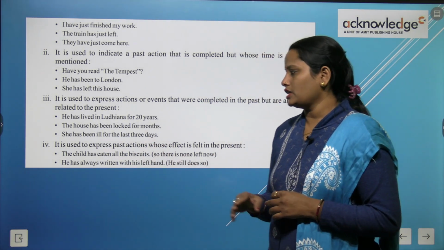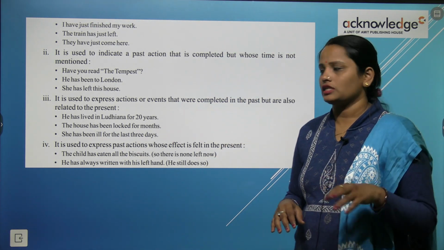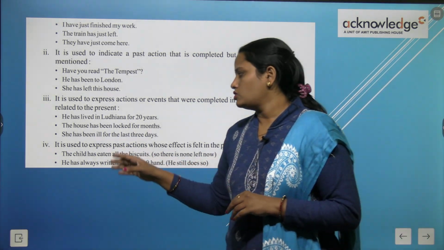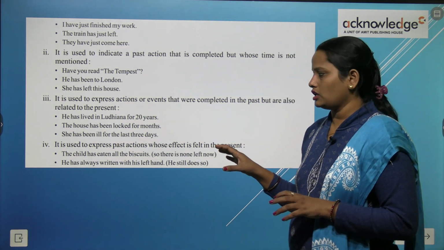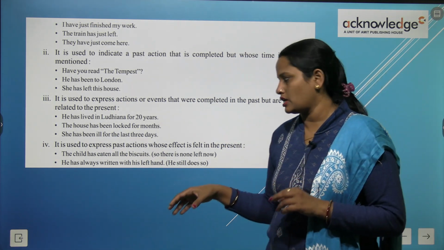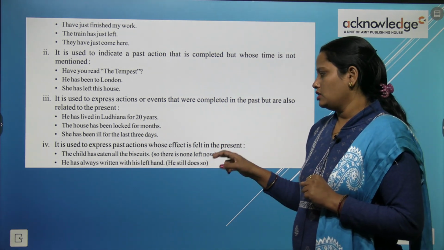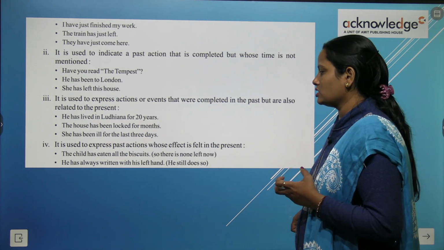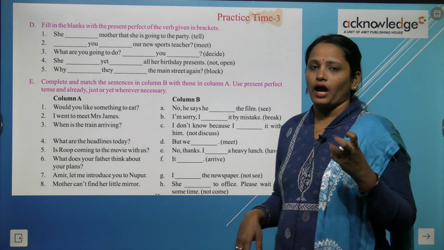Now, the fourth point says it is used to express past actions whose effect is felt in the present. So an action whose effect is still there in the present. So, the child has eaten all the biscuits, so there is none left. So the child ate the biscuits, but now the biscuits are needed and they are not there, so the effect is still present. He has always written with his left hand. He still does so. So he still does this work, so here we are talking about an action that was in the past but has an impact up to the present.